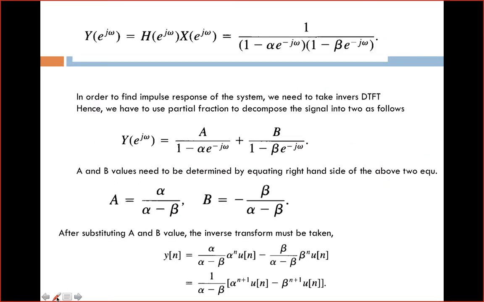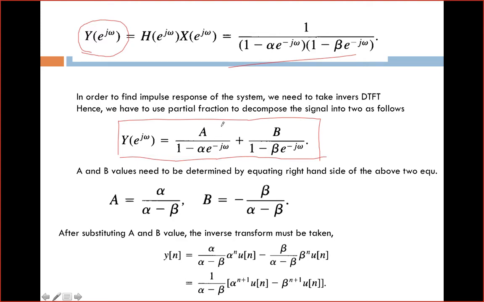Now, we need to find out the inverse DTFT of Y of e power j omega to find the output of the system. Okay, I have two terms. I have to use partial fraction to separate or decompose two terms into small terms. Hence, I am writing. So this is mainly used to find the inverse DTFT of the given system equation, that is Y of e power j omega.